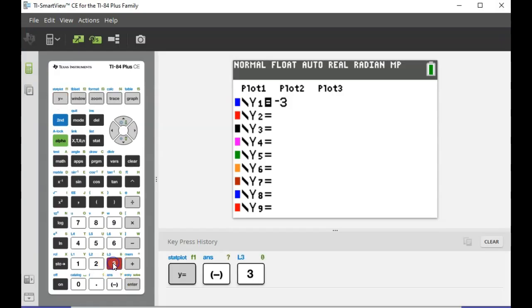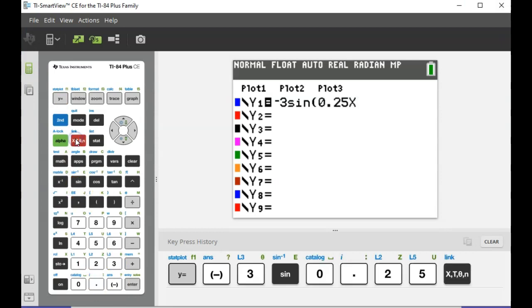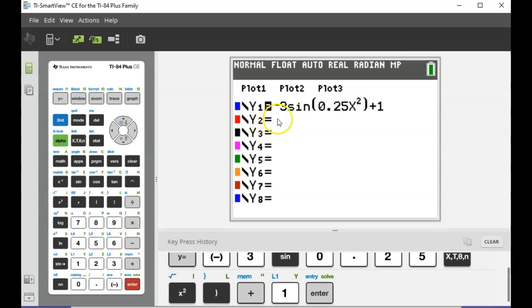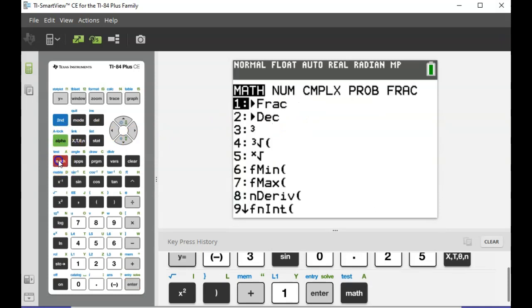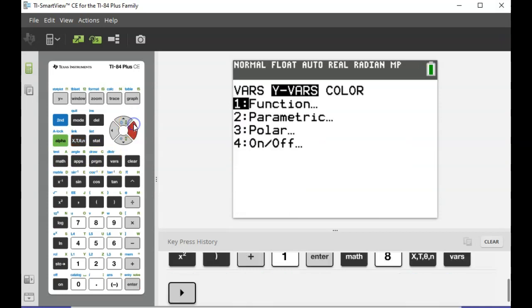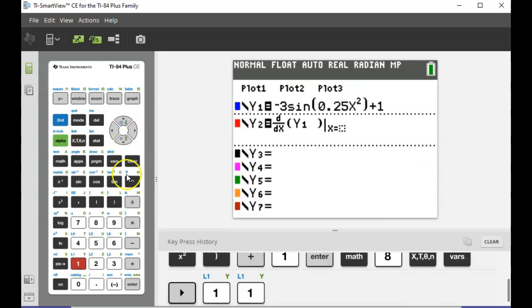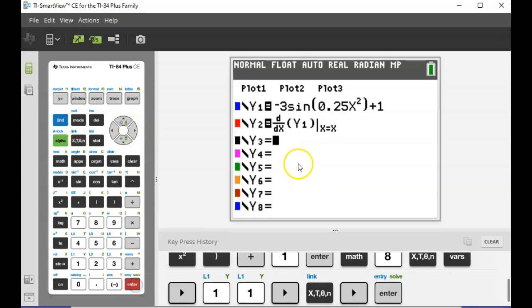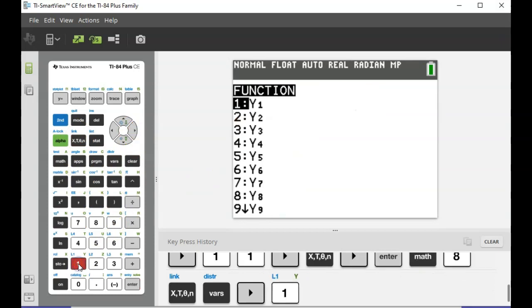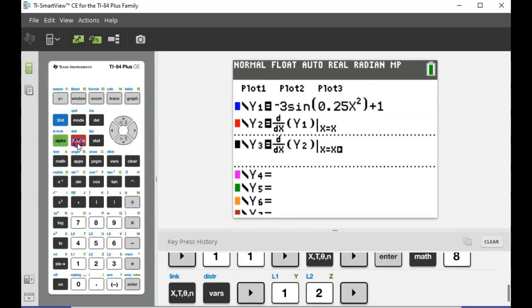So we have negative 3 sine 0.25 x squared close parentheses plus 1. Now y2 is going to be my velocity. It's the derivative of position. So let's go to math 8. Derivative with respect to x of vars, y vars, function y1, and we'll just evaluate it at x to get a general derivative. Enter. And now let's take the derivative of this function. Math, derivative, x, vars, y vars, function y2, evaluated at x.